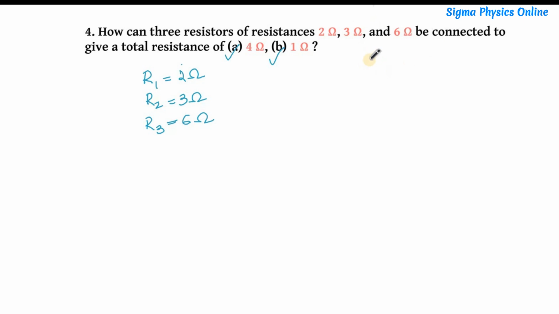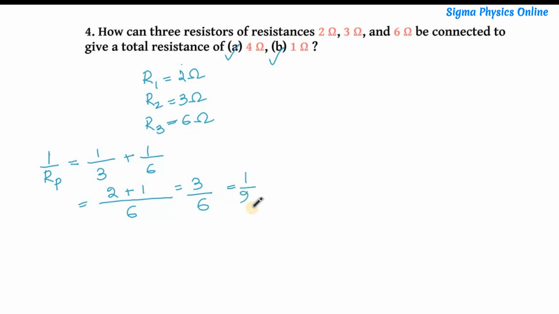So like this, there are numerous ways in which we can connect these. So let's see by connecting 3 ohm and 6 ohm in parallel with the third one, that is 2 ohm in series. So let's write down 1 by Rp, the equivalent resistance in parallel is given by 1 by 3 plus 1 by 6. So this gives an LCM of 6. So it is 2 plus 1, which is 3 by 6, that is 1 by 2. So the Rp is 2 ohm.